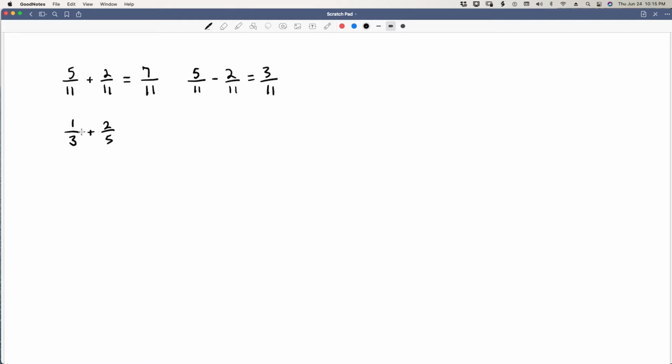We want to look at the denominator here and look at the denominator here and ask ourselves, are those prime numbers? Yes, they are. So if they're both prime, you don't even have to think about it. You just have to multiply each fraction by the opposite denominator. So that's going to give us 5/15 plus 6/15. Now that they have the same denominator, we can easily do the math. And that is our result.